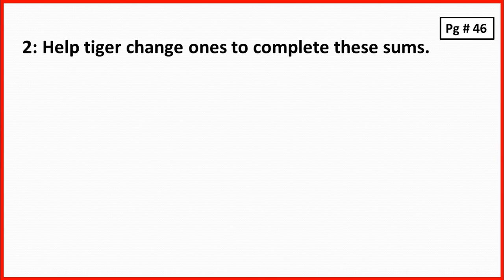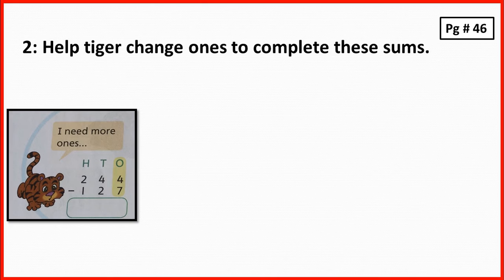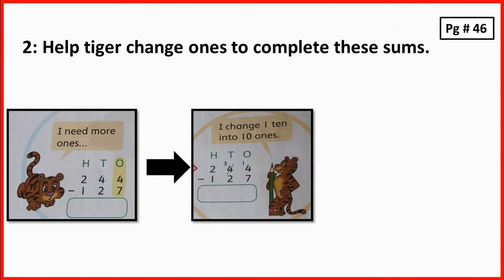Let's get started. First of all, I am going to do page number 46, question number 2. Help Tiger change ones to complete these sums. I want to subtract 7 from 4, but I need more ones. So I change one 10 into 10 ones. Now there are 14 ones and 3 tens are left.